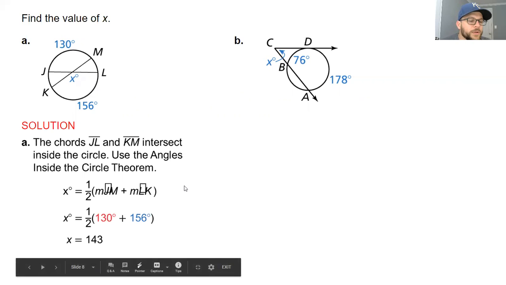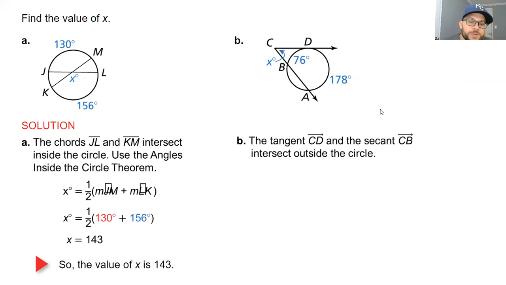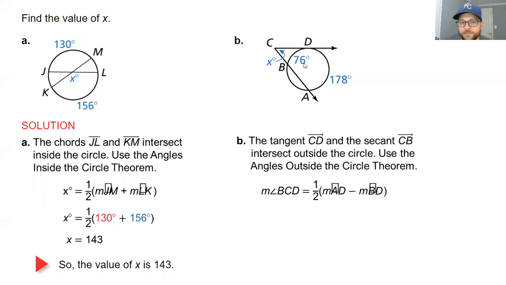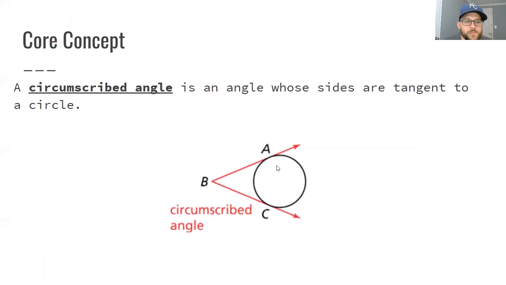to get 143. Now, if it's on the outside, the only thing different you do is you're just going to subtract because the point of intersection is on the outside. So you take your bigger or the furthest away arc, 178, minus 76, cut that in half to get your x. Subtract those and you get 102, and then cut in half, you get 51. So just pay attention to the difference of whether lines meet on the inside or the outside of that circle.